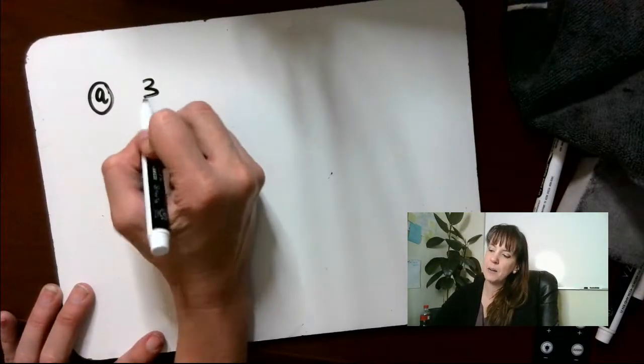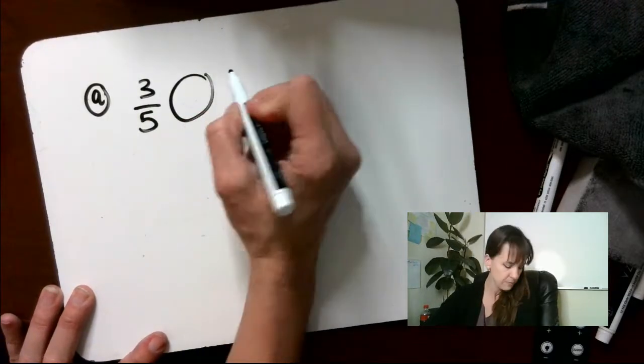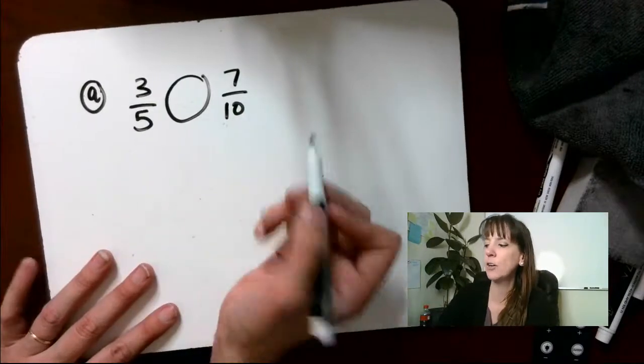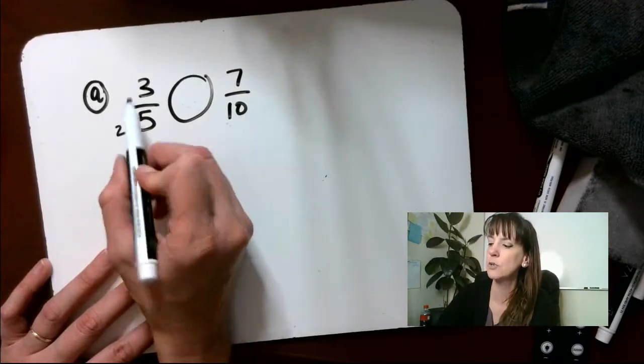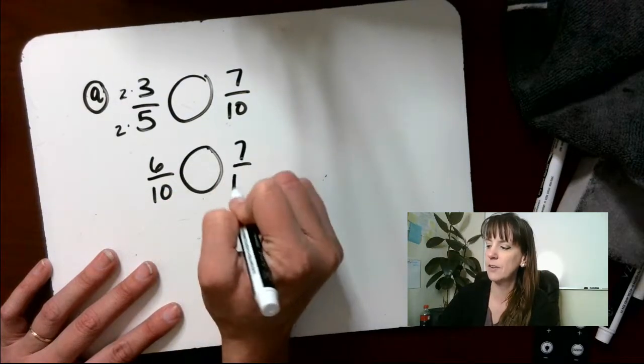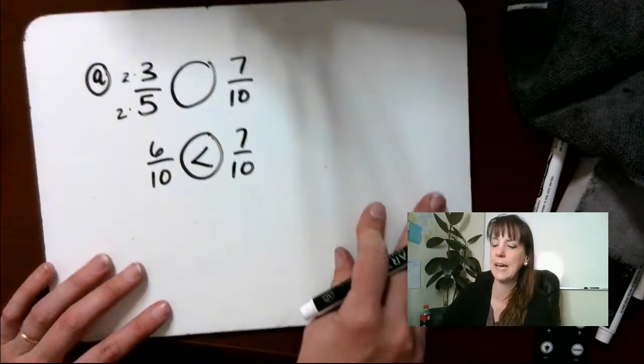Make these have common denominators so that you can compare them. And 10. The least common denominator here would be 10, so I'm going to multiply this by 2 and this by 2. So I end up with 6 over 10 and 7 over 10. This one's larger, so we're going to open the alligator to that side.